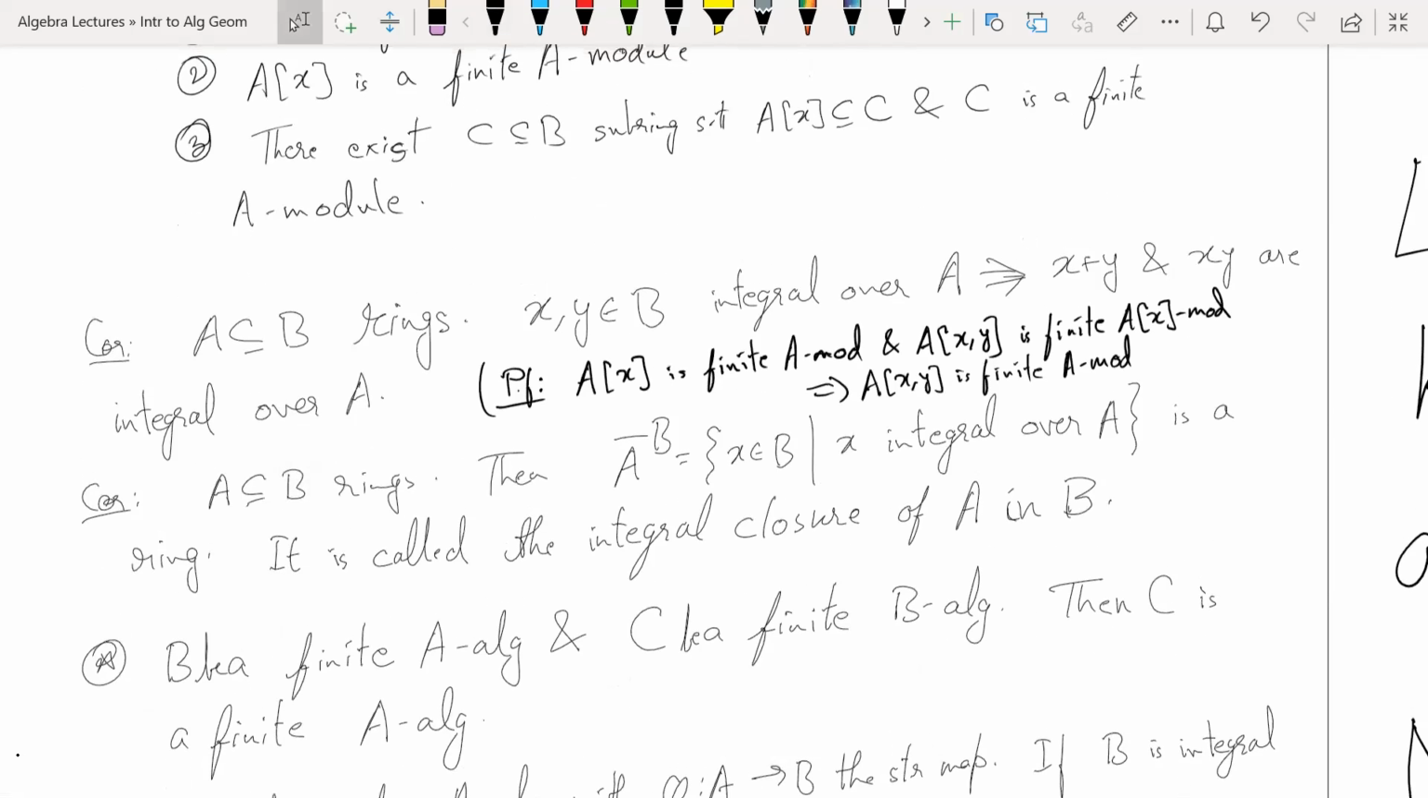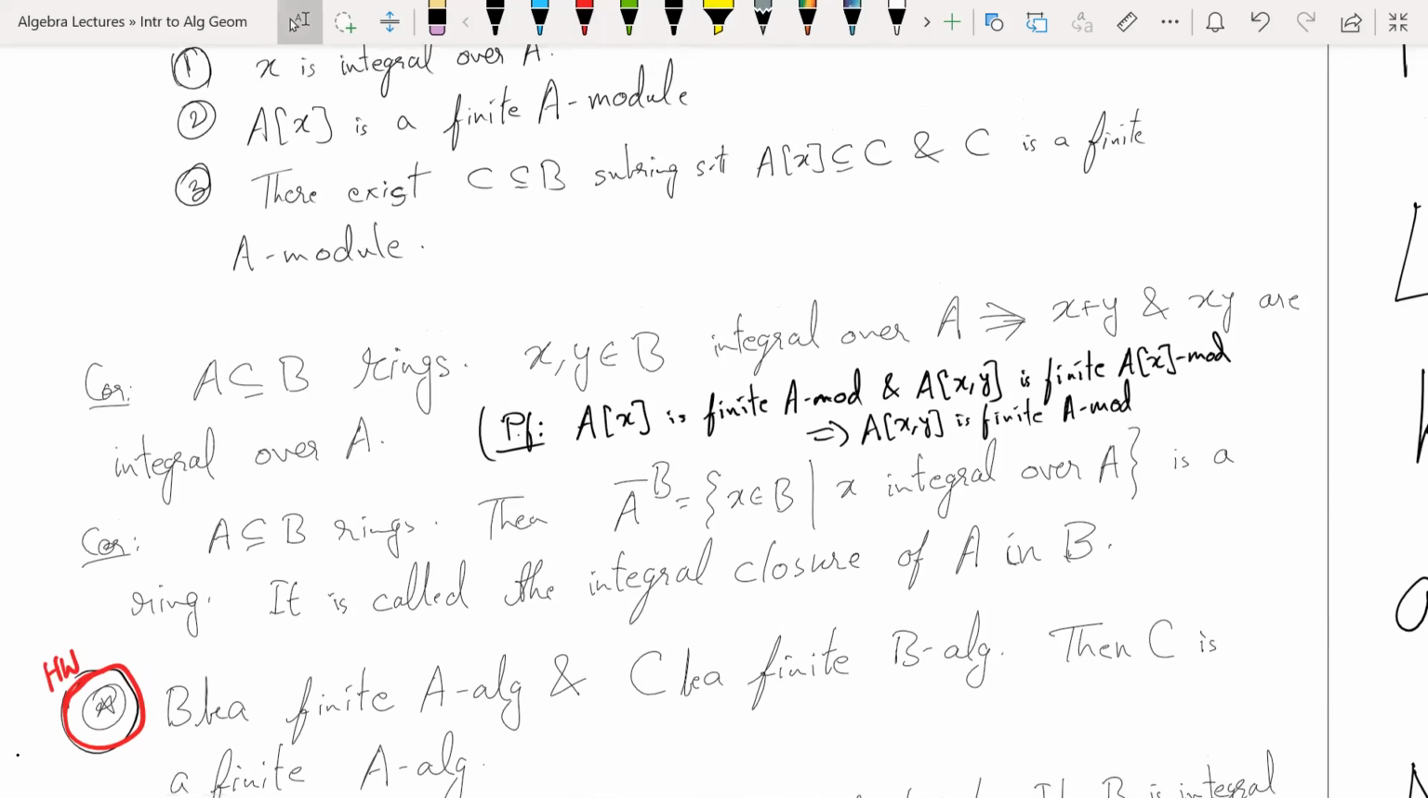So this is the statement here: let B be a finite A-algebra, C be a finite B-algebra, then C is a finite A-algebra. So maybe I'll put this as homework. This is straightforward.